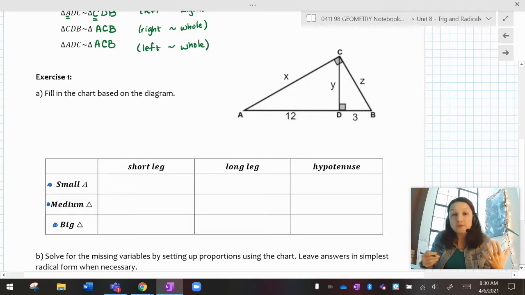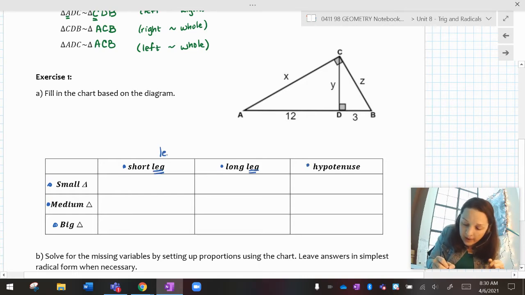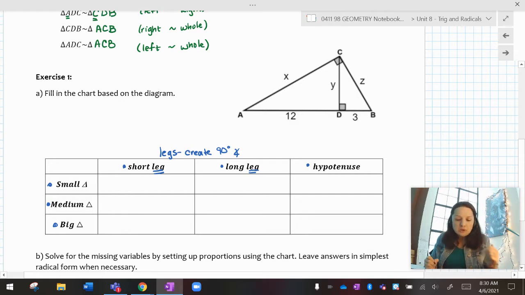Each triangle has three sides. It has a short leg, it has a long leg, and it has a hypotenuse. And just a reminder, the legs are the ones that create the 90-degree angle. Okay. So let's take a second and look at the small triangle. Let's look at this triangle right here.